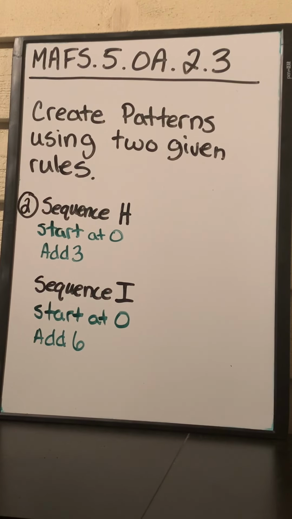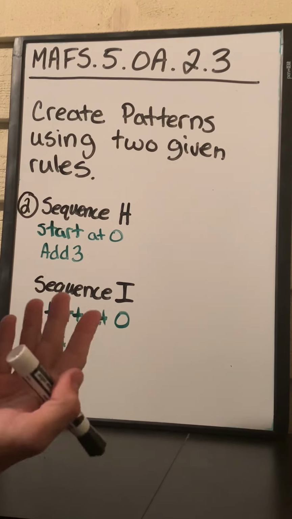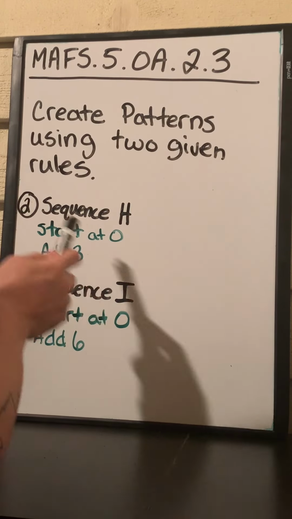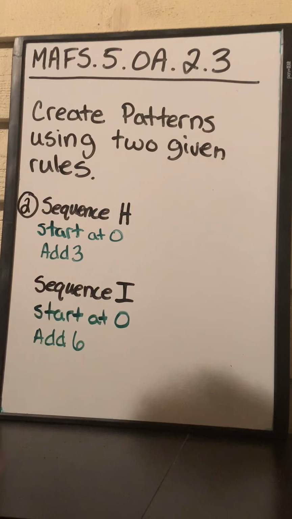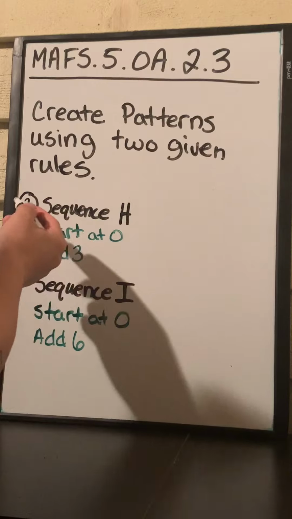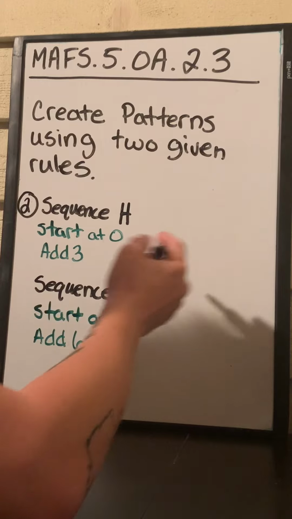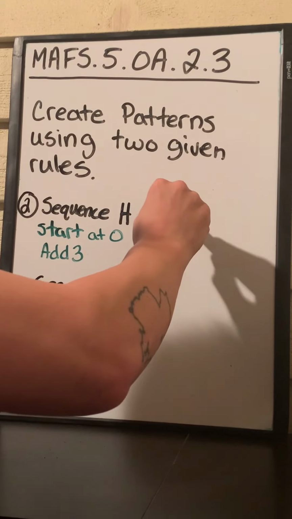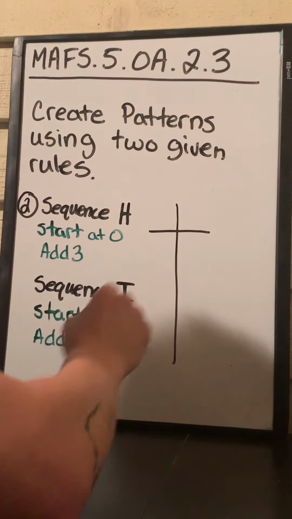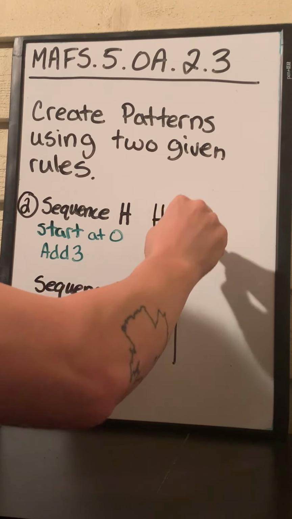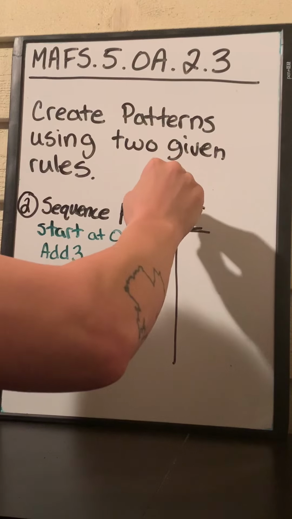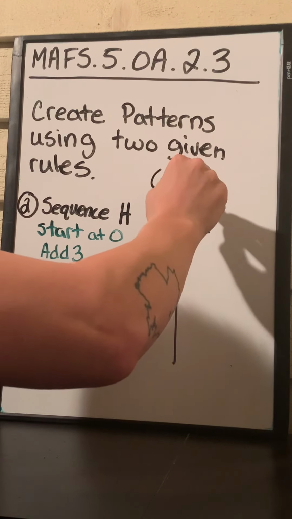Our second example, again with the same instructions, create patterns using two given rules. Now we have our two patterns I labeled as sequences, because sequences are also patterns. So we have sequence H and we have sequence I. And we have our two rules in green. So same rules apply here. You have your patterns and you have your rules. So we're going to create two patterns using two given rules. So again, for all of this stuff, we're going to make a T-chart. So I'm going to create my T-chart and I'm going to label them H and I. Understanding, again, that this one's going to represent your X and this one's going to represent your Y.